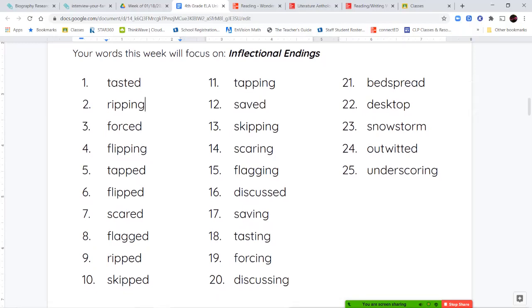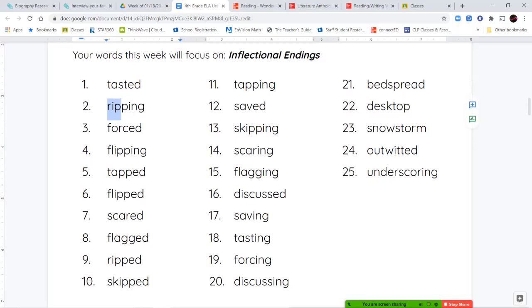If I have the word ripping, that comes from the word rip. There's no silent E at the end of it. So what I'm going to do is, since it ends with that letter P, I'm going to double that letter P before adding the ing. So if you don't double it, we know that there was a silent E in that word. If you do double it, you know that there was no silent E. So if there's no silent E, we know the vowel sound was short.